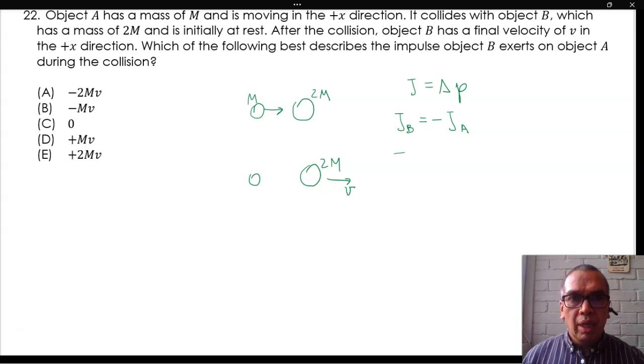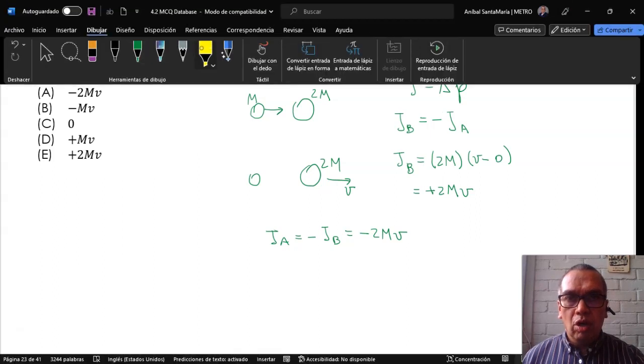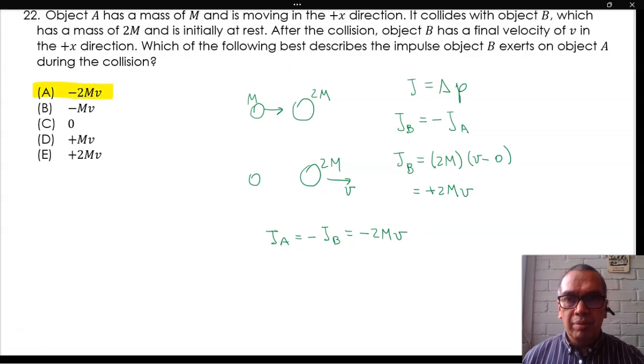Object B has an impulse equal to its mass, 2m, times the change in velocity, v minus 0. Therefore, its impulse is positive 2mv. Since the impulse on object A must be equal in magnitude and opposite in direction, it must be negative 2mv, which corresponds to option A.